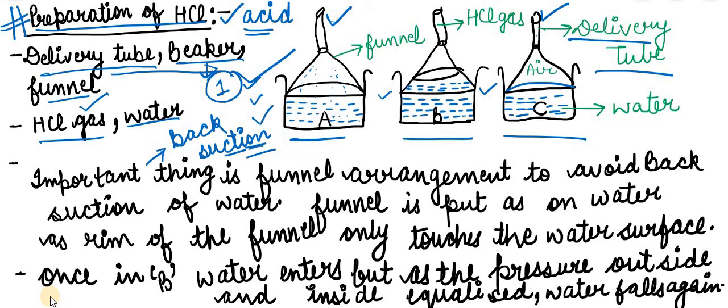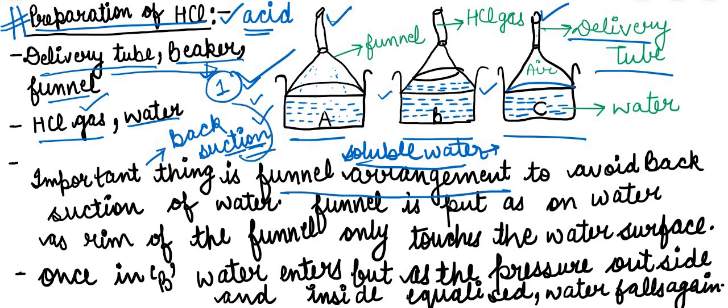So we want to avoid this problem for the preparation of our HCl, hydrochloric acid, because hydrochloric acid is prepared just by passing the gas through the water. We know that HCl is a highly soluble gas in water, and the preparation of HCl will occur after this solubility. So the important thing is the funnel arrangement to avoid the back suction, कि ये back suction नहीं हो, इस चीज को avoid करना है, right?